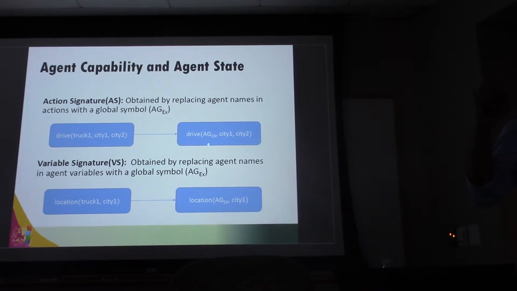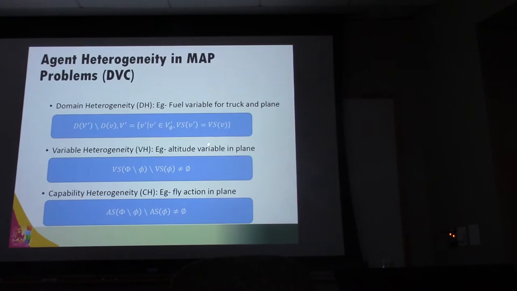So we could have cases where two agents have completely unique action lists, but the same agent signatures. Similarly, we will call this the variable signature. We get the variable signature by taking these agent variables, like location, and replacing the agent name with this global agent signature. Now, moving on.